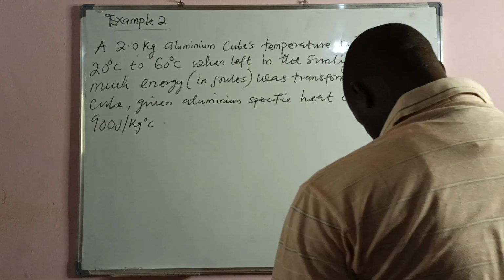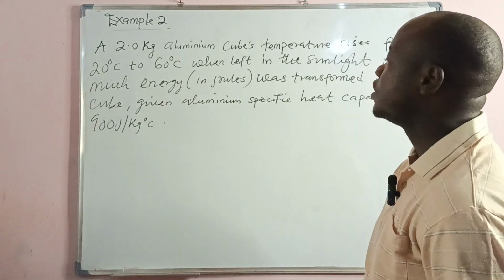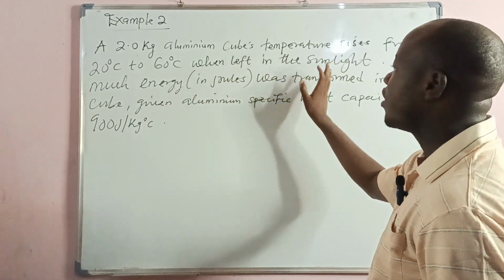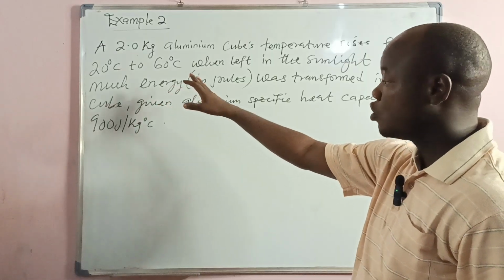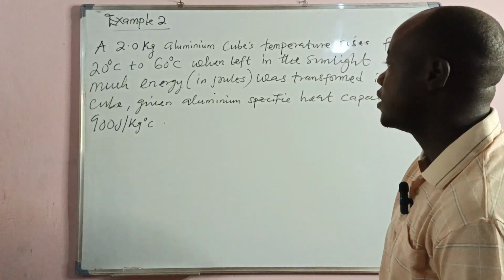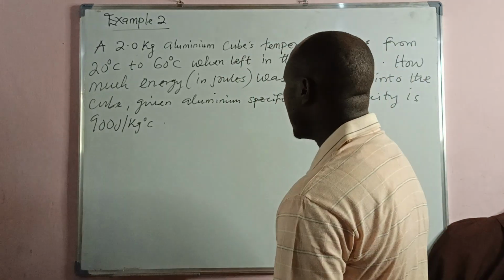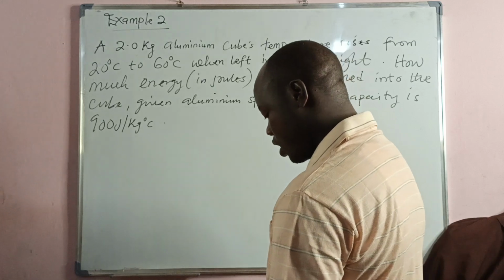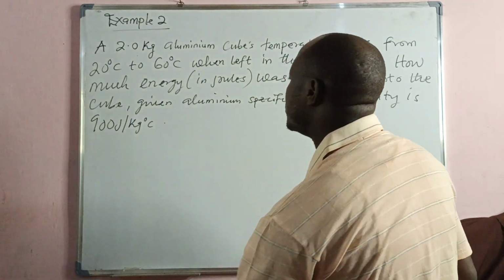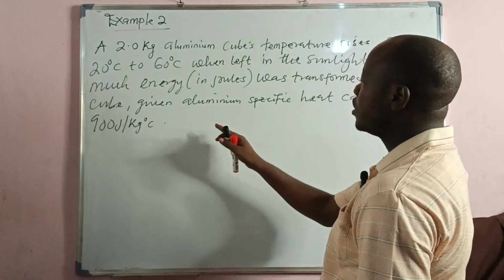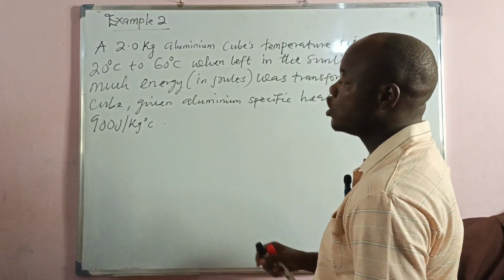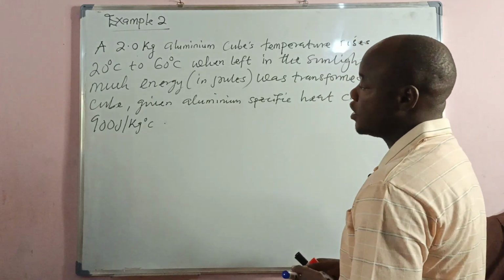Okay, so ladies and gentlemen, we have example 2 here, which says a 2.0 kilogram aluminum cube's temperature rises from 20 degrees centigrade to 60 degrees centigrade when left in the sunlight. How much energy in joules was transferred into the cube, given aluminum specific heat capacity is 900 joule per kilogram per degree centigrade?